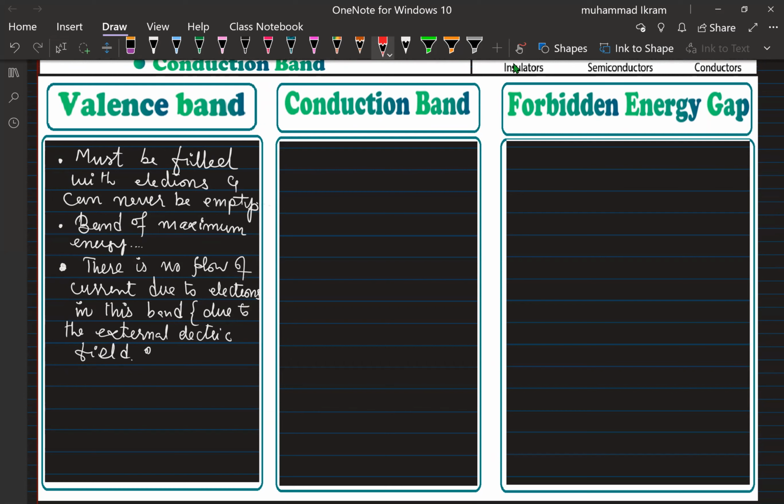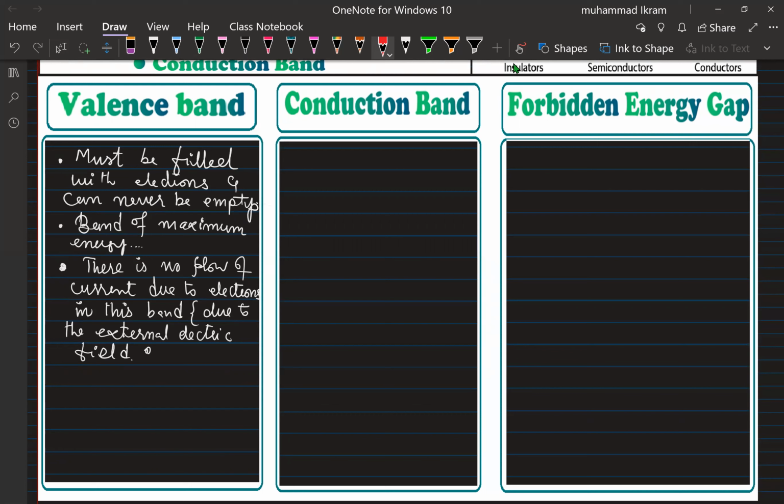A simple example is when you connect a material like plastic, a bad conductor of electricity. Since there are only electrons in the valence band, the external electric field does not cause the electrons to move in one direction, right? And no electric current is generated. So there is no current. And as I told you, this cannot be empty, right? So that is all about the valence band.